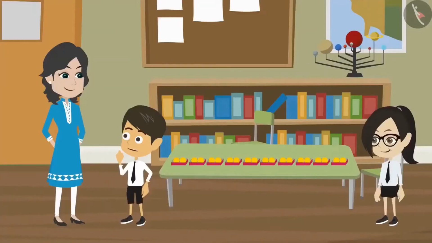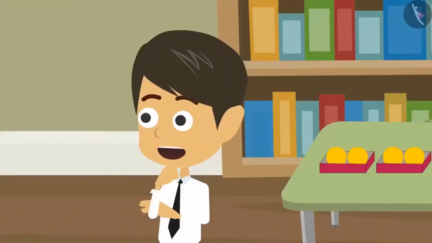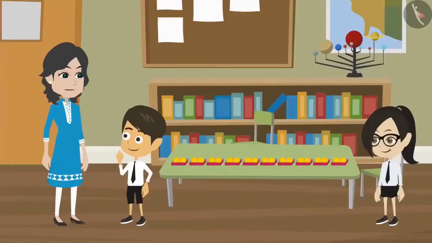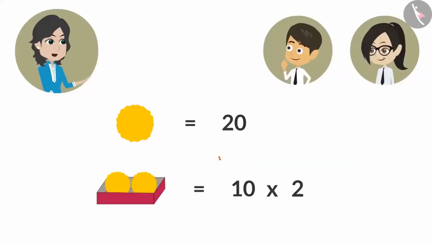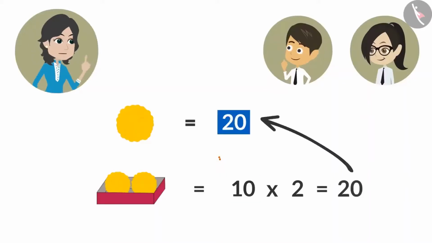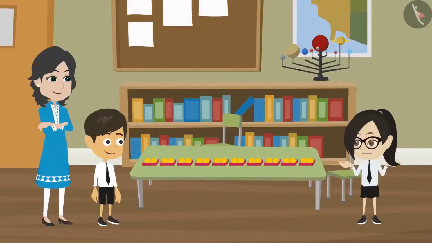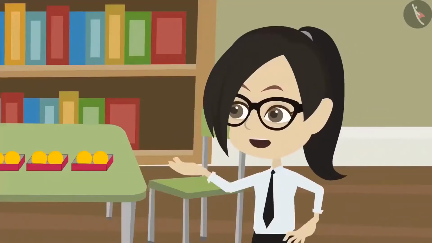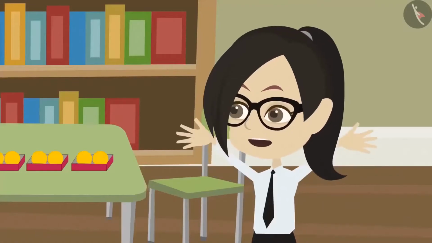How could you find out so soon, madam? We have been counting for a very long time. It's easy. I have multiplied 2 with the number of boxes. So I got to know that there are 20 laddus in 10 boxes. But why did you multiply? We are adding them together to find the total number of laddus.